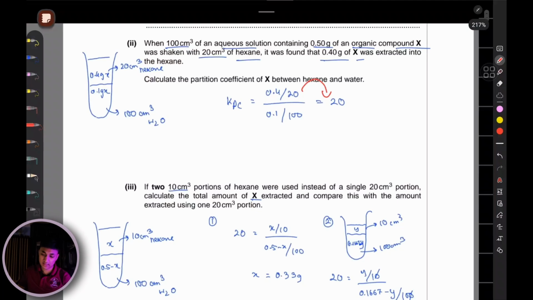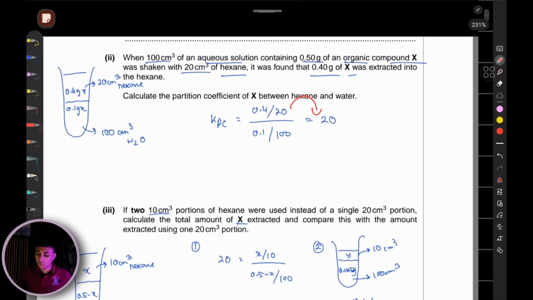That is saying 100 cm³ of an aqueous solution containing 0.5 grams of X was shaken with 20 cm³ of hexane. It was found that 0.5 grams of X was extracted into hexane. So initially you have 0.5 grams of X in aqueous solution, that is in water. Now the moment 20 cm³ of hexane has been poured in, a certain amount of X has been extracted, and that amount turns out to be 0.4 grams, right? So they're telling you to find the KPC.